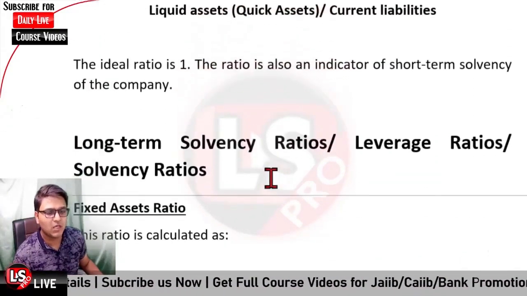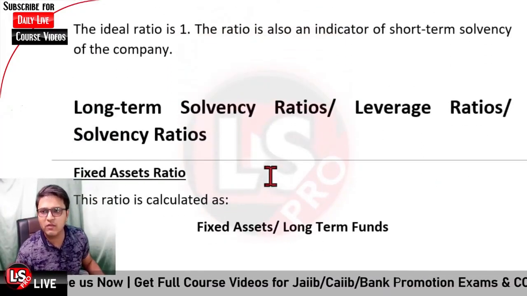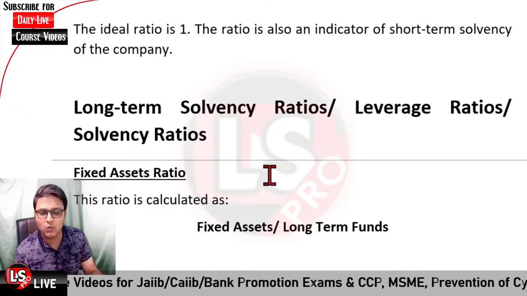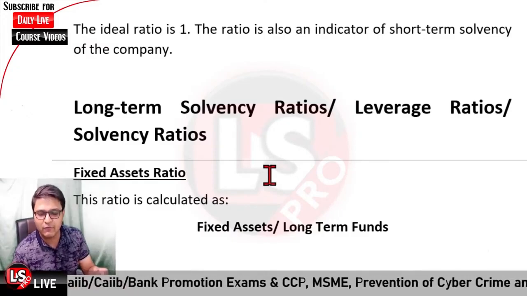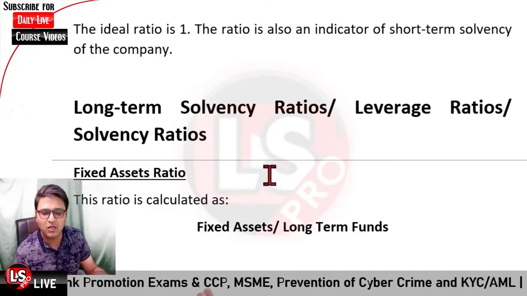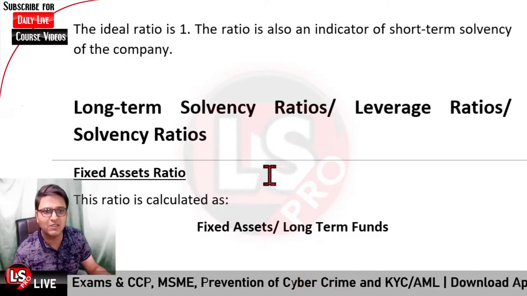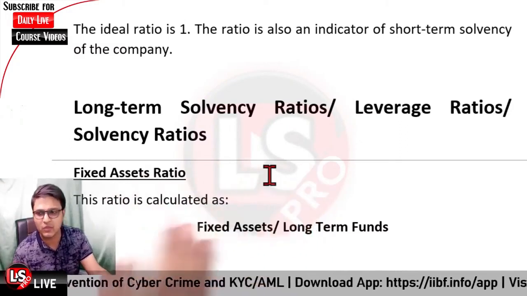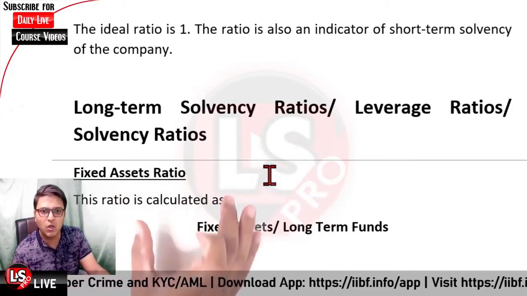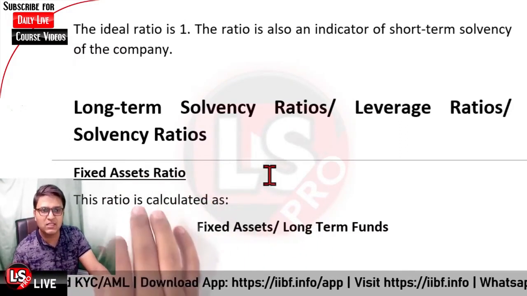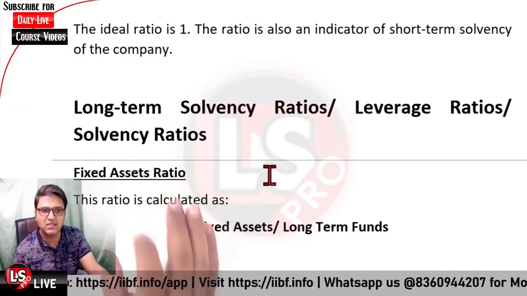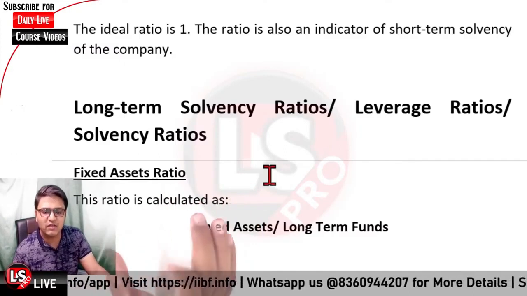Okay. Then it is regarding the long-term solvency ratios. What is a long-term solvency ratio? If you have taken an advance from the bank itself, whether you are going to sustain in the near future or not, but also for a longer period than 12 months, then it is basically related to the long-term solvency of the firm. These are also called leverage ratios or solvency ratios.